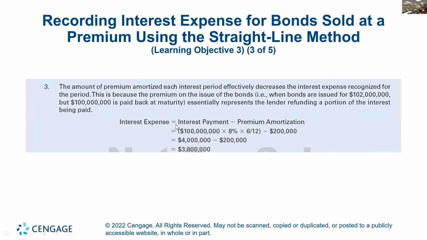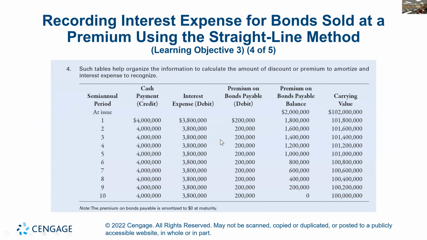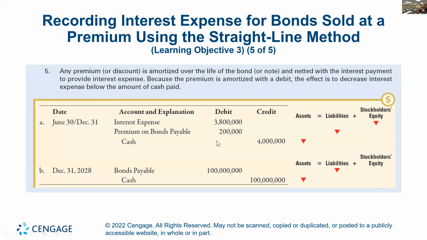Here's what I was saying: the interest expense equals the cash payment, which is the 1 million times 8% times half a year, so $200,000 of $4 million is what it comes out to. We're still paying out 4 million in cash, but premium amortization makes the interest expense lower. So our interest expense is only going to be 3,800,000. And this proves it in the journal entry here.